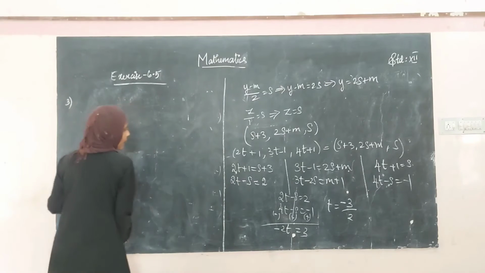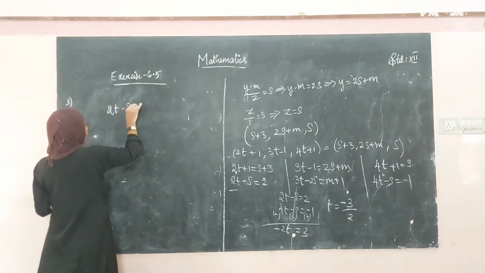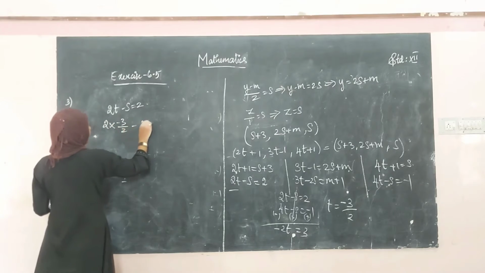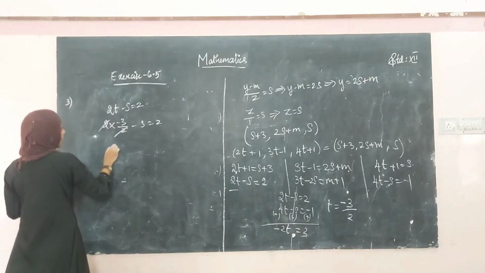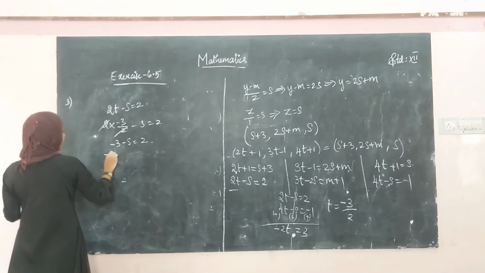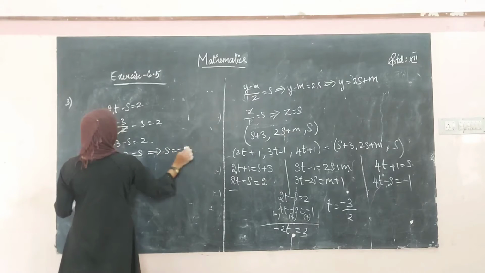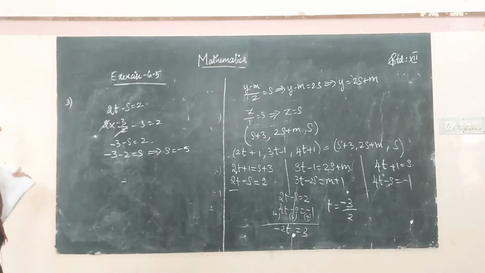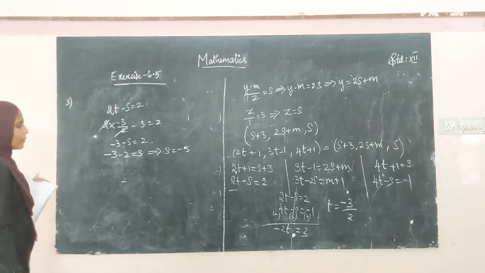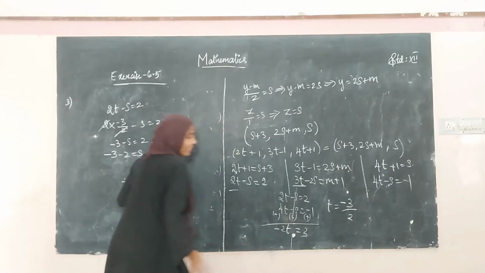Okay, so if t is equal to minus 3 divided by 2, substitute it here. That is 2t minus s equal to 2. 2 into minus 3 divided by 2 minus s is equal to 2. The 2 gets cancelled, so minus 3 minus s is equal to 2. Bring this minus s to that side: minus 3 minus 2 equal to s. So the value of s is equal to minus 5. We got the value of t and we got the value of s. We can substitute them in the second equation to get the value of m.